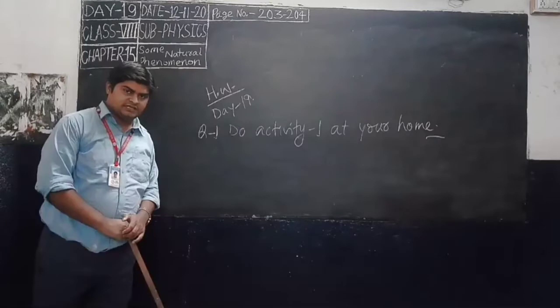These charged objects attract light things. That means we cannot say that all objects have equal charge. They have different charges. There are two types of charge: positive charge and negative charge.